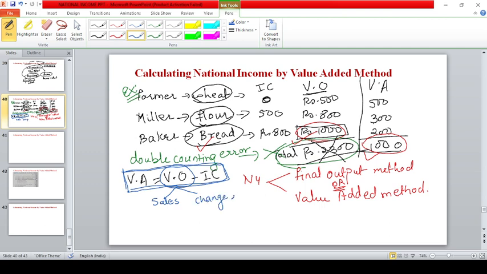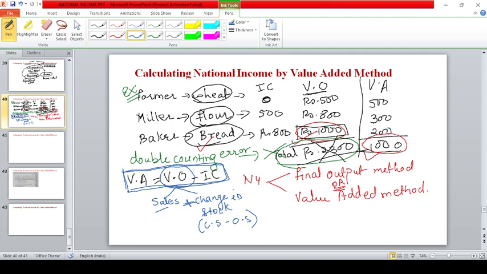Change in stock. What is the formula for change in stock? That is closing stock minus opening stock. Closing stock minus opening stock. So if in the paper value of output is not given directly, sales and change in stock will be given. So when you add sales plus change in stock, you will get value of output.